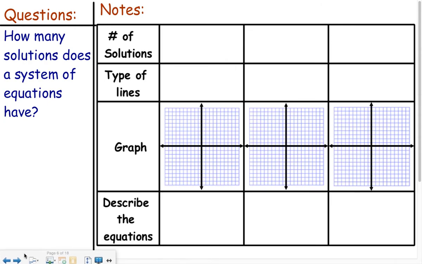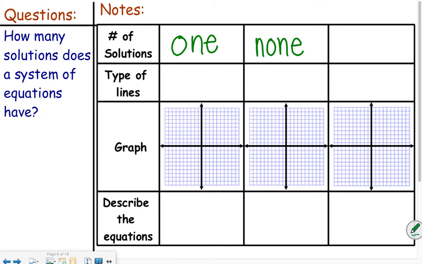Okay, so now you have a big grid that you are going to need to fill into your notes. So how many solutions does a system of equations have? So the number of solutions, we had 3 different possibilities. We could have ended up with one solution, none, or infinitely many.